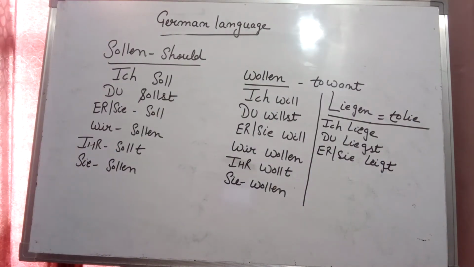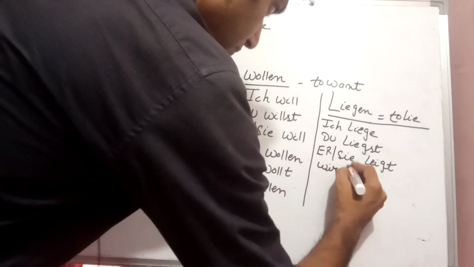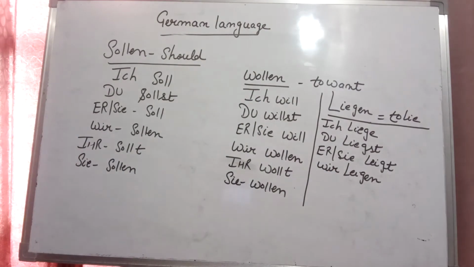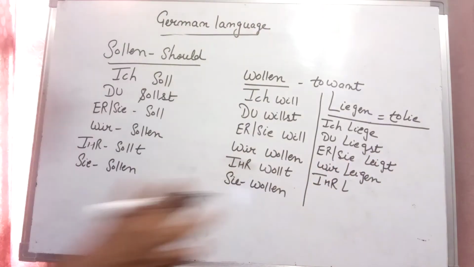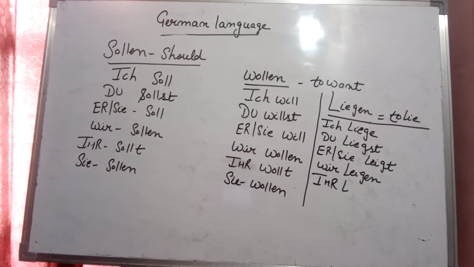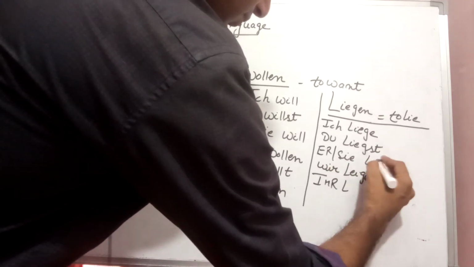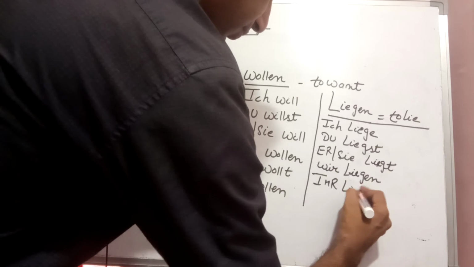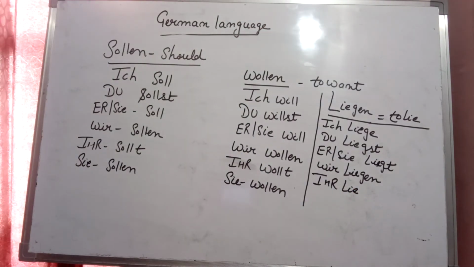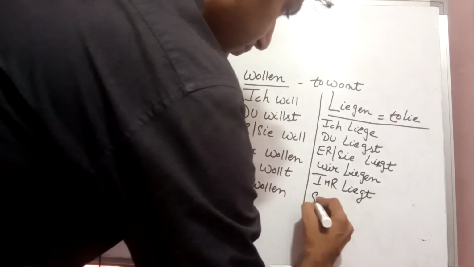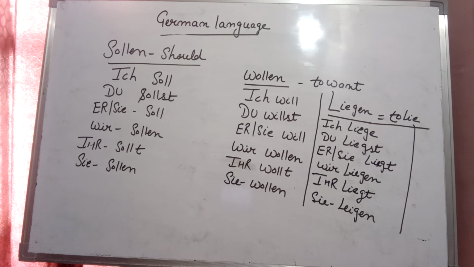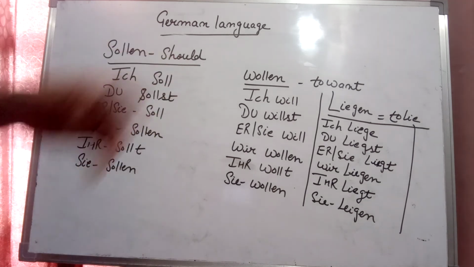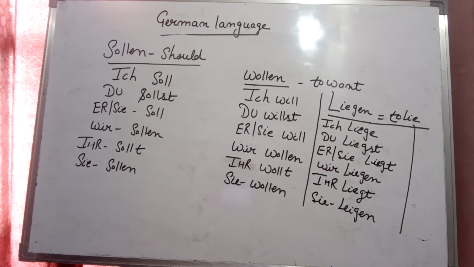Sie liegt. Wir liegen. Okay, and then ihr liegt. Okay, then we have ihr liegt and sie liegen. Is that clear to you? Pen down please. So we have the verb sollen, the verb wollen, and we have the verb liegen. Is it clear to you?